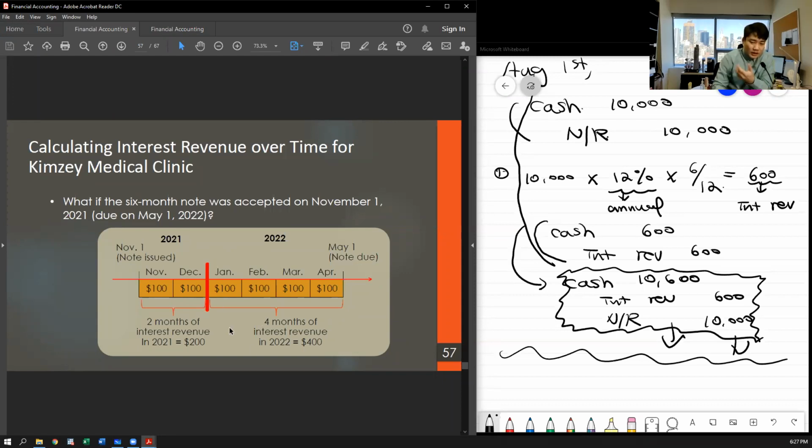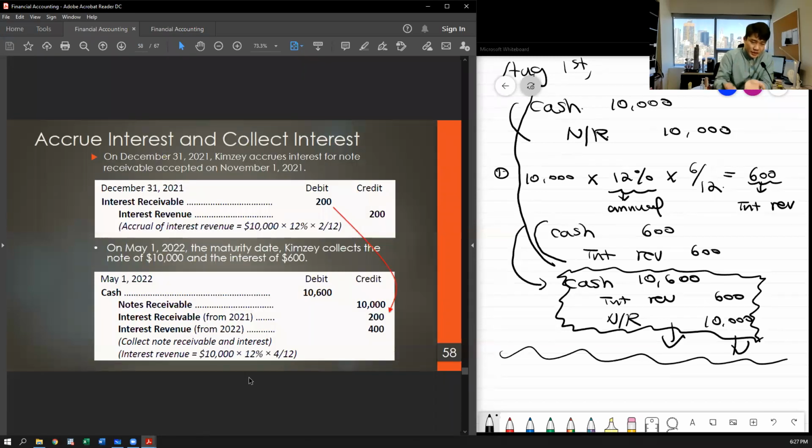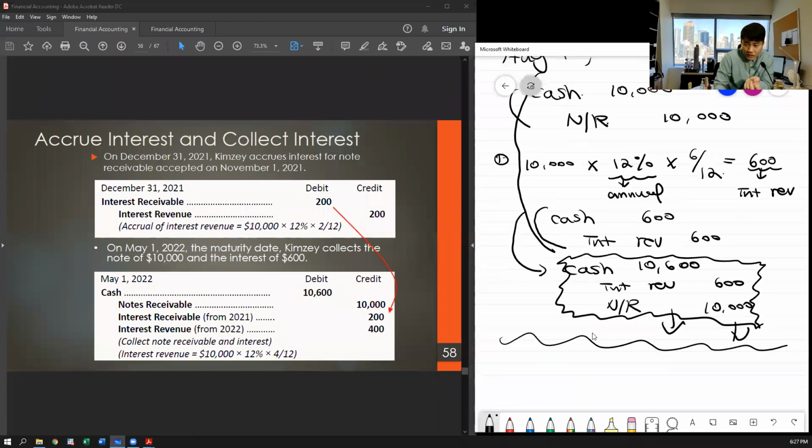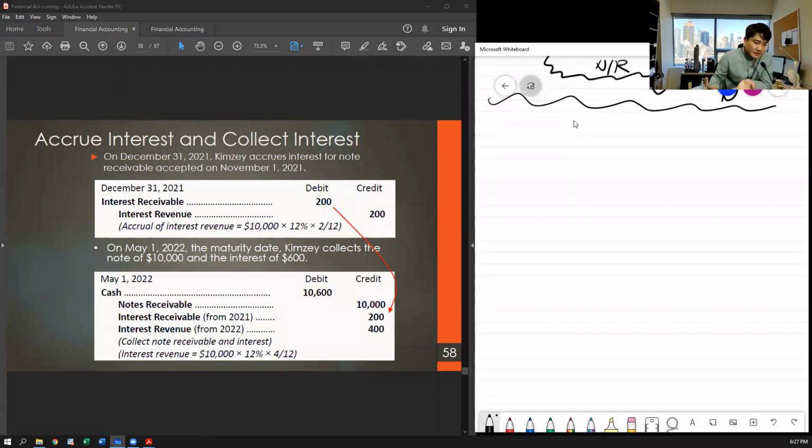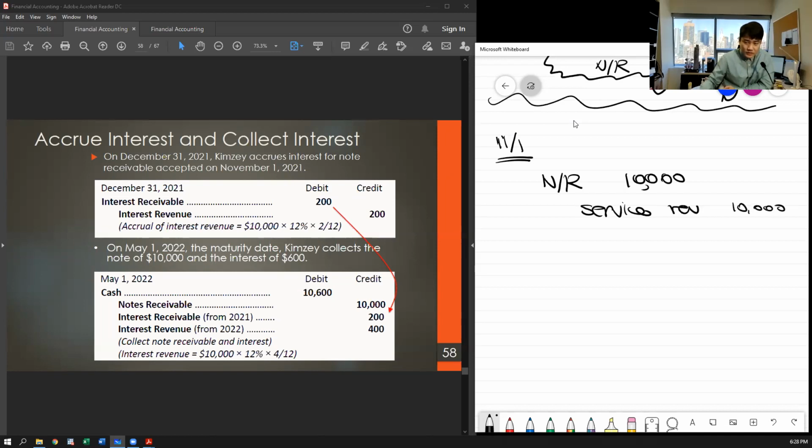Basically, I'm just going to give you the journal entry right here. But basically the idea is simple. So assuming that the transaction happened on November 1st, with the same transaction, the principal amount is $10,000, and that's for service revenue. You're still recording revenue of $10,000 on November 1st.